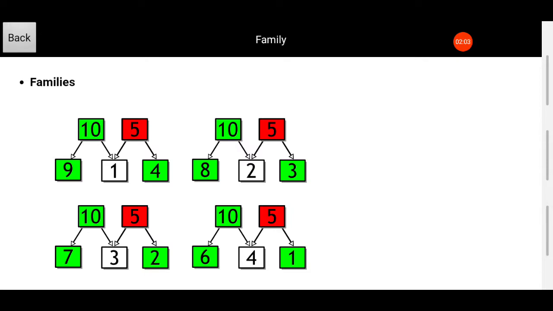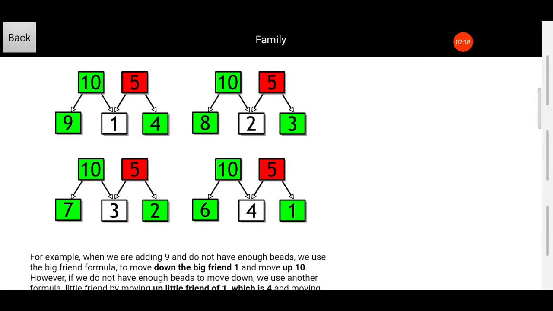It is called a combination of 9. There are a total of 4 combinations: 6, 7, 8, 9. But these francs only introduce 4. So we will only learn 4.